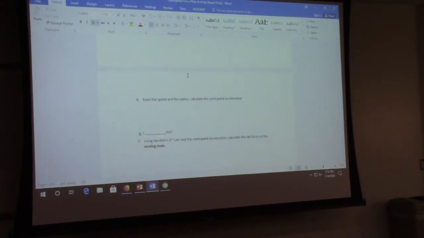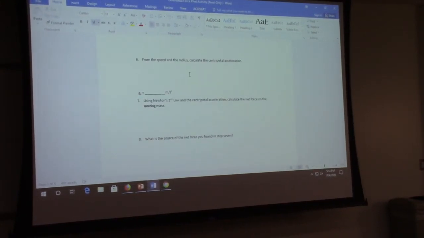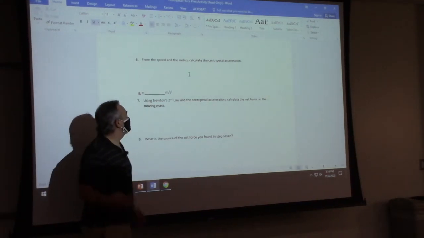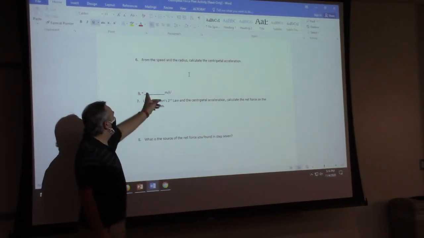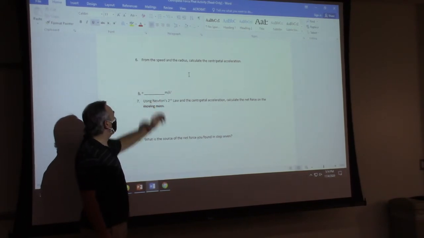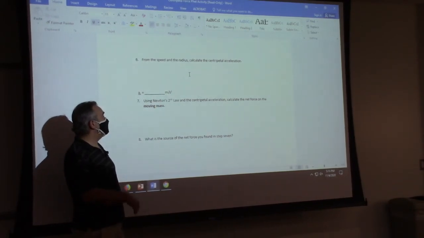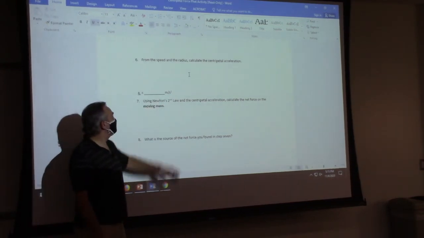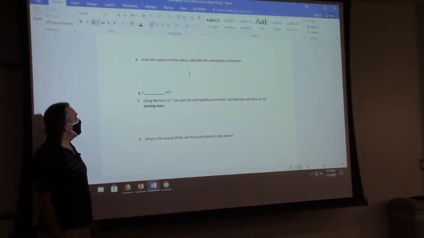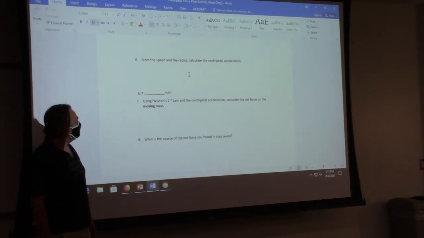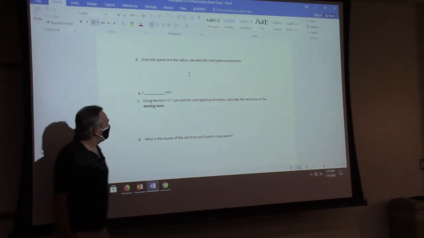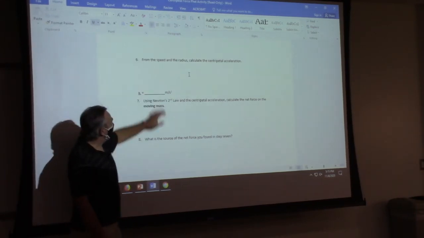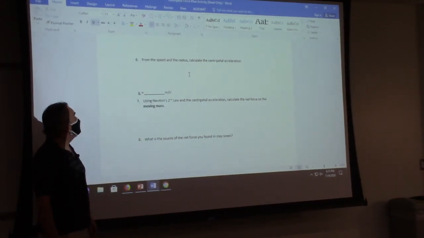And then from the speed and the radius, you could calculate the acceleration that's towards the center. Remember, the formula for this is v squared divided by r, right? So once you get the speed, the acceleration towards the center is v squared divided by r. And then when it's number 7 here, use Newton's second law and the centripetal acceleration, which you just found, to calculate the force on the moving mass.